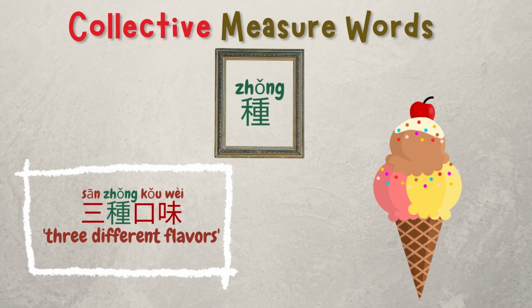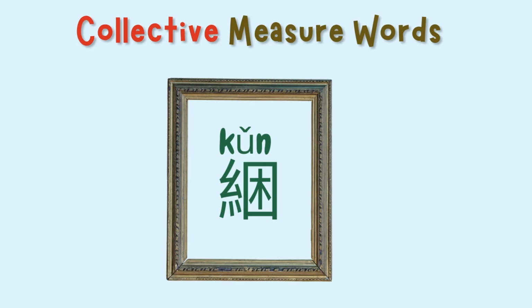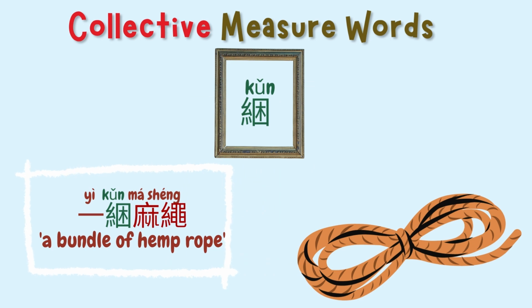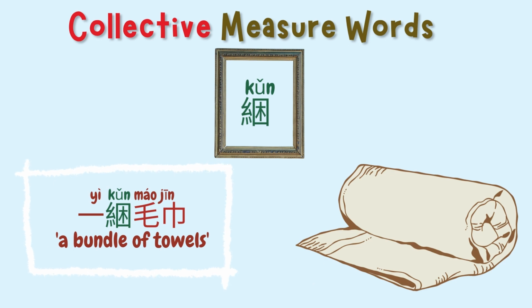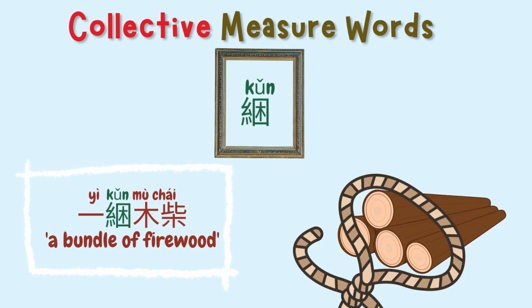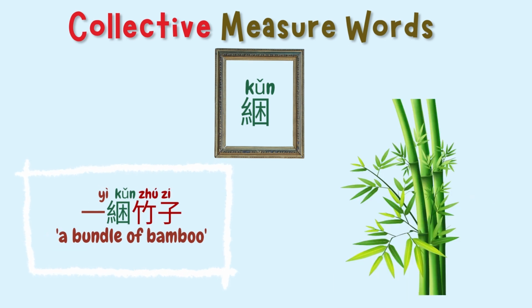三种口味, three different flavors. The collective measure word 捆 is a relatively rare and specialized measure word in Chinese. It is mainly used to describe a bundle or a bunch of objects that are tied together, typically with rope or string. 一捆麻绳, a bundle of hemp rope. 一捆毛巾, a bundle of towels. 一捆木材, a bundle of firewood. 一捆竹子, a bundle of bamboo.